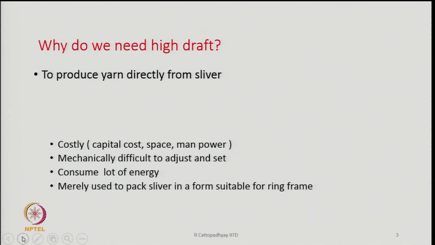Now, the question is, why do you need very high draft? Because to produce yarn directly from sliver, that is why we need very high draft. And this is the requirement, since speed frame or roving frame, which are normally used in the case of ring spinning process, where in between the sliver and the ring spinning we have an intermediate machine called roving frame, or sometimes also called speed frame.